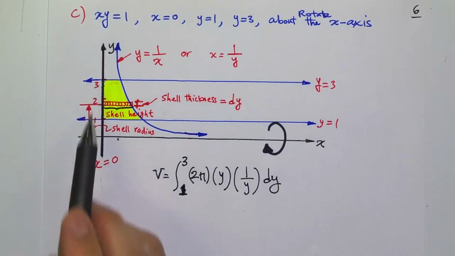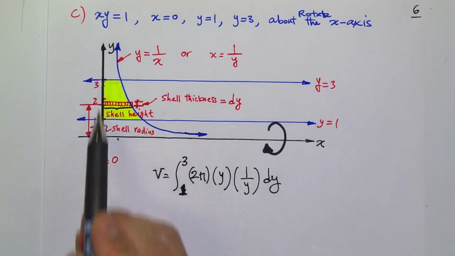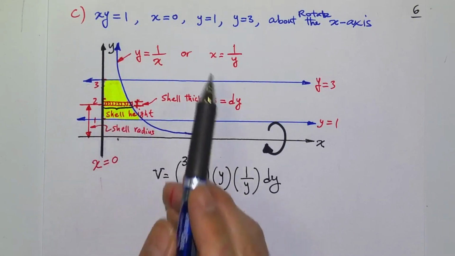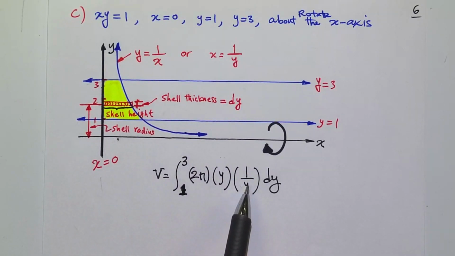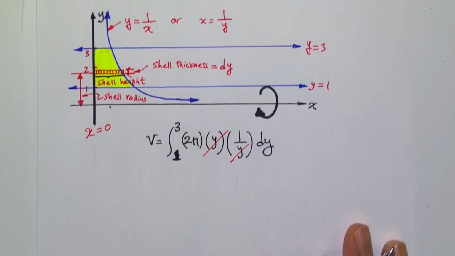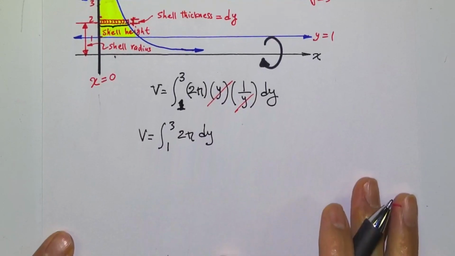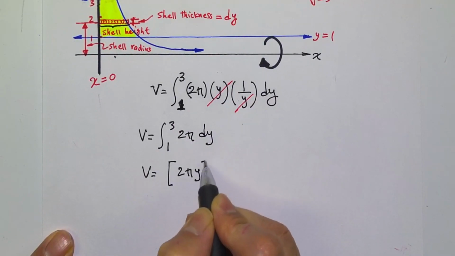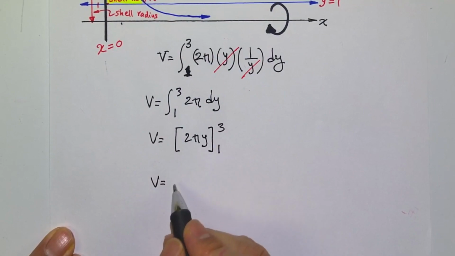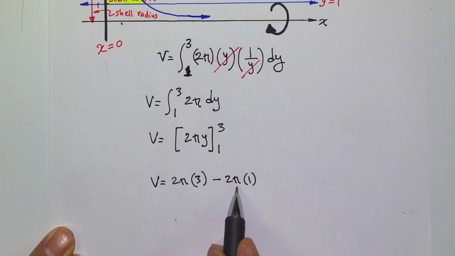Okay, so limits of integration are taken from here, 1 to 3, 2 pi, and then y is the shell radius from the center here to the x-axis. That height is always y. And then 1 over y would be the shell height given by this value, x equals 1 over y, right there. Okay, so this is going to simplify things, because notice that this y and this y will cancel out. We end up with the volume going from 1 to 3, 2 pi dy. So this is simply 2 pi y integrated from 1 to 3. And then the volume is 6 pi, right? So 2 pi times 3 minus 2 pi times 1. So 6 pi minus 2 pi, that's just 4 pi.